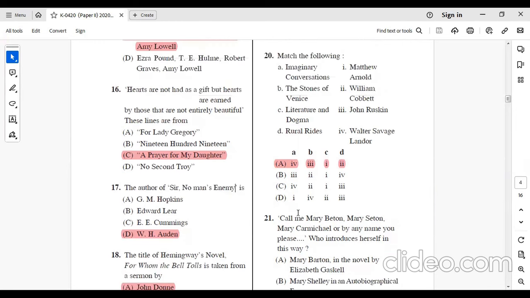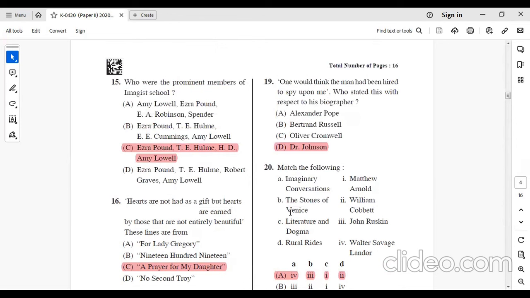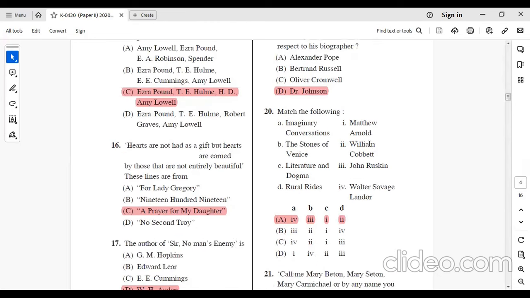Now, question number 20, question 19. One would think the man had been hired to spy upon me. Who stated this? Who told this? With reference to his biographer, it has been told by Dr. Johnson.